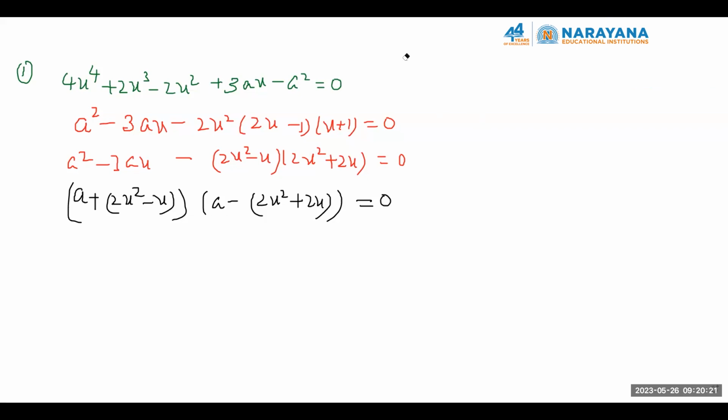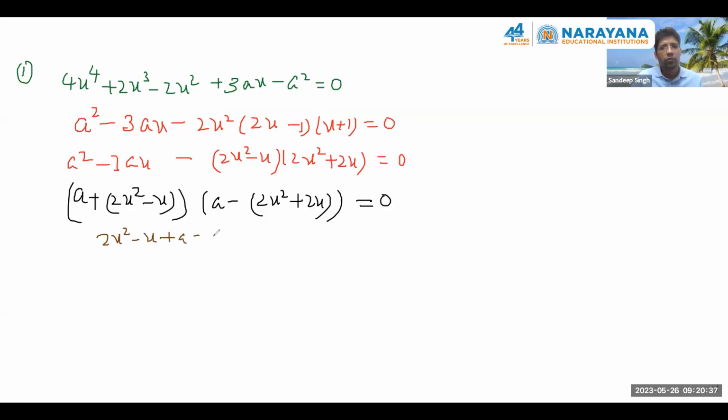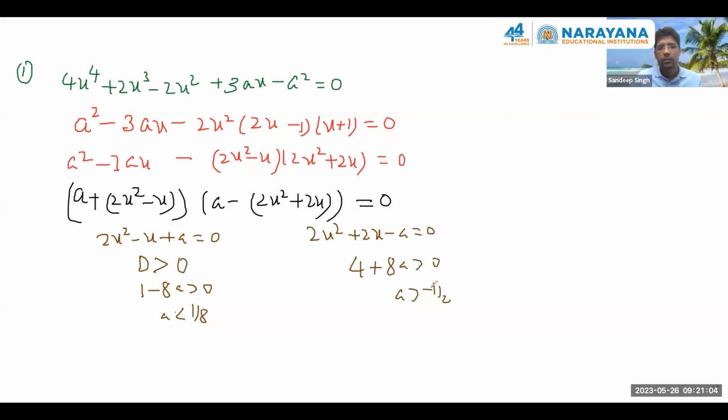Yes, sir, correct. Now, minus on the other side, this side plus. I have taken it. Correct. So now these two quadratics, simply you put D greater than 0, nothing else. So 2x square plus 2x minus a. Otherwise, if you take this via calculus, it will be very tedious. So D greater than 0: 1 minus 8a, so a less than 1 by 8. And here greater than 0, so a greater than minus half.